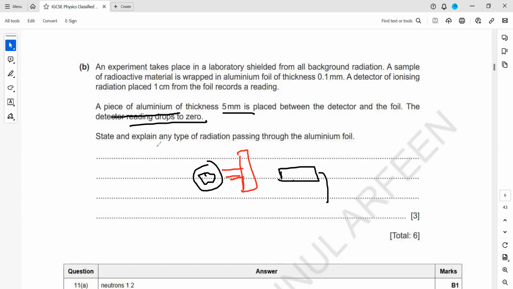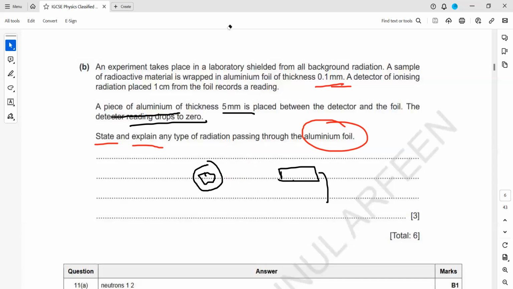The question is: state and explain which type of radiation passes through aluminum foil that is only 0.1 millimeter thick. 0.1 millimeter can reduce the beta, but it cannot reduce it to zero. Some beta can still penetrate through 0.1 millimeter. So the radiation passing through the aluminum foil was beta radiation.